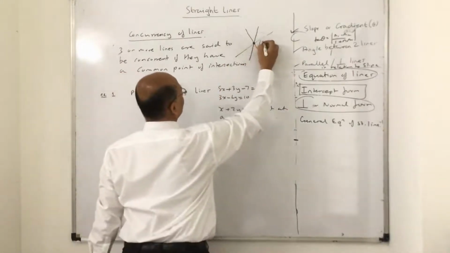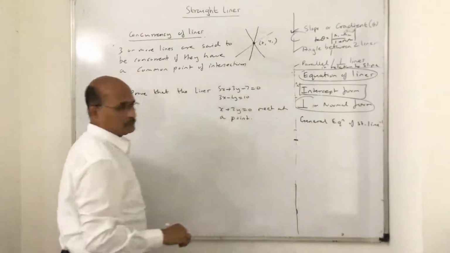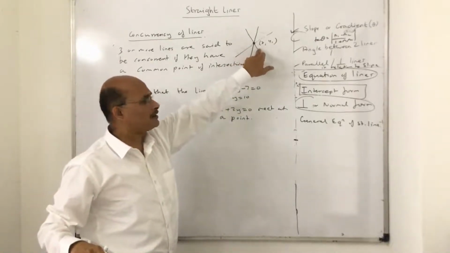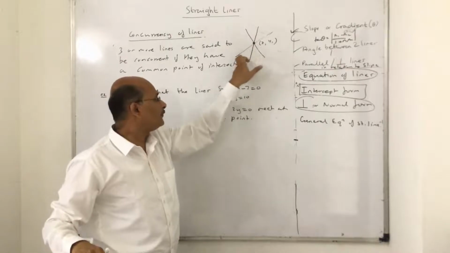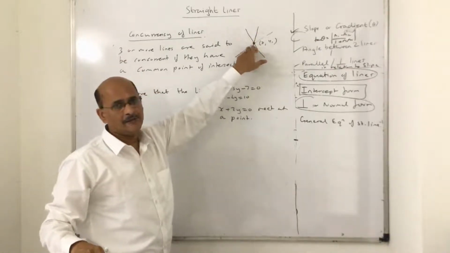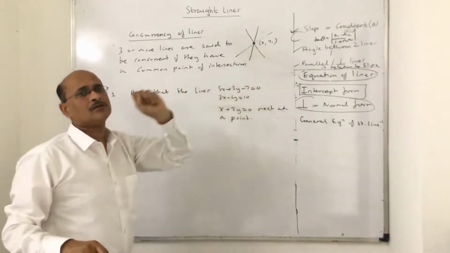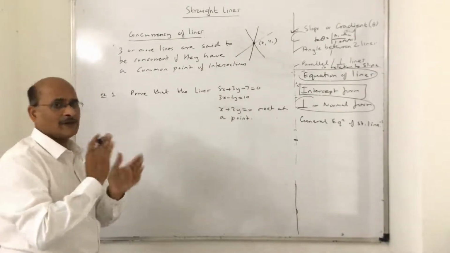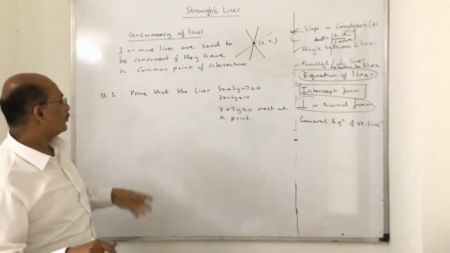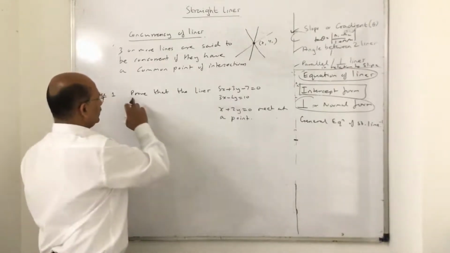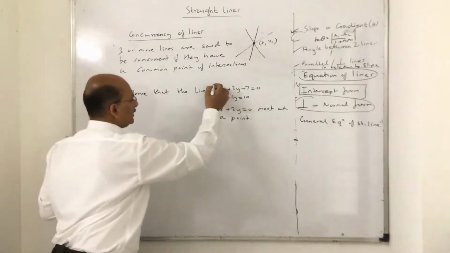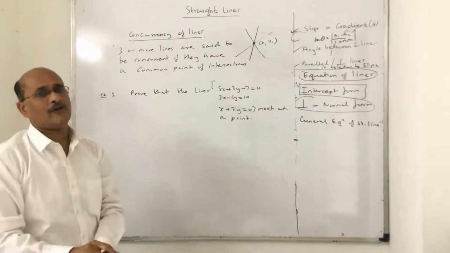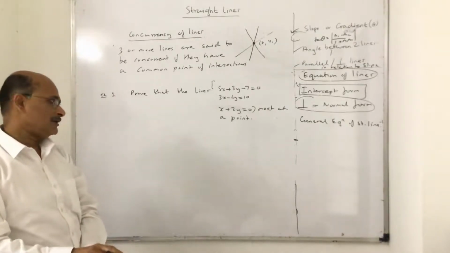So suppose I consider this point (x1, y1). That means this point lies on this line also, this line also, and this line also. That means it should satisfy all 3 lines. Then I say that the lines are concurrent, because the lines intersect at one particular point. So one type of question would be, they will ask you whether these 3 lines are concurrent or not. That means, whether they have a common value of x or y or not. Very easy to understand, very easy to prove.